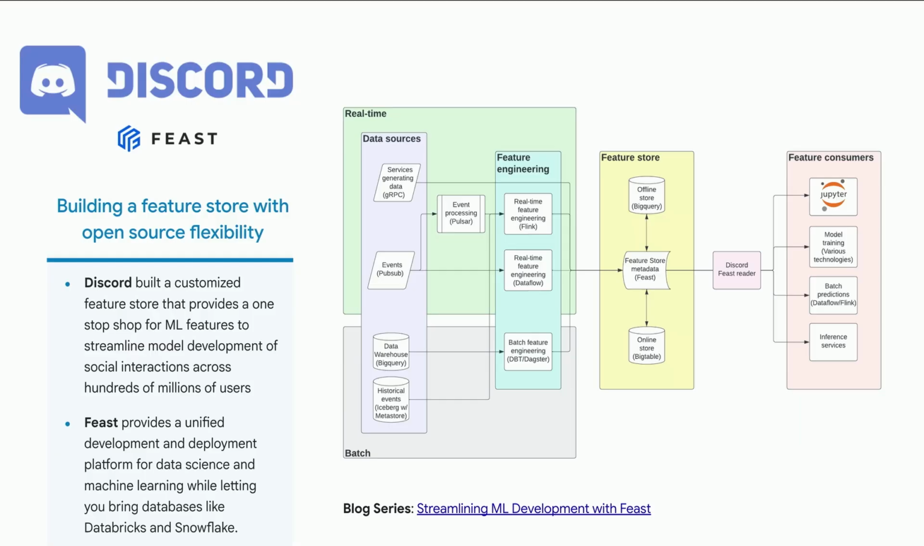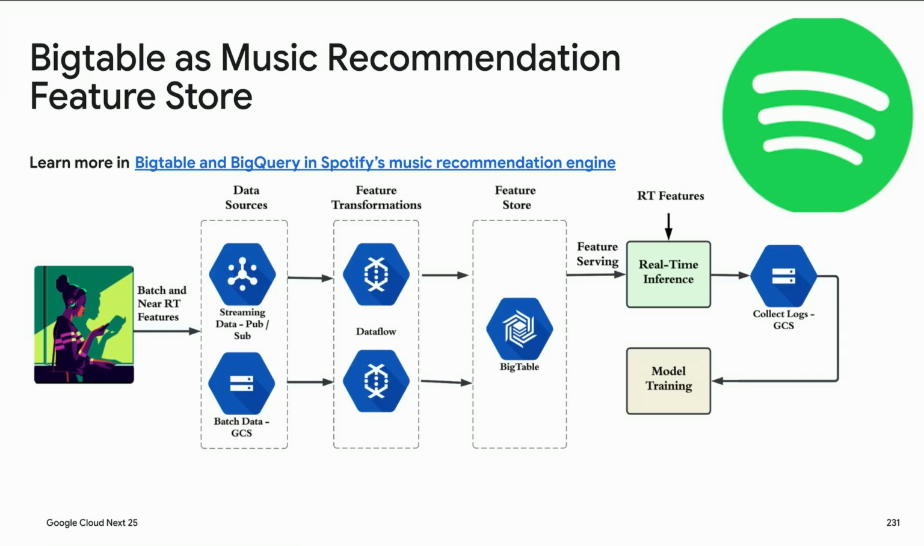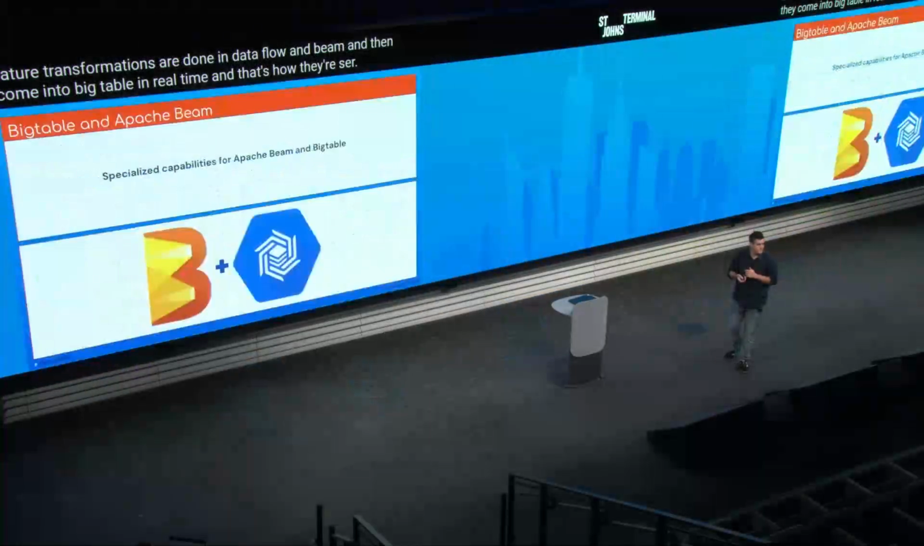Discord's just an example of another public customer that we have that's built their feature store on top of Feast, which is basically a feature store framework that can use Bigtable as an online platform. Spotify this year at GCP Next was another customer that talked in detail about how they've been using all of their recommendations with Bigtable as the feature store, and all the feature transformations are done in Dataflow and Beam, and then they come into Bigtable in real time, and that's how they're served online.